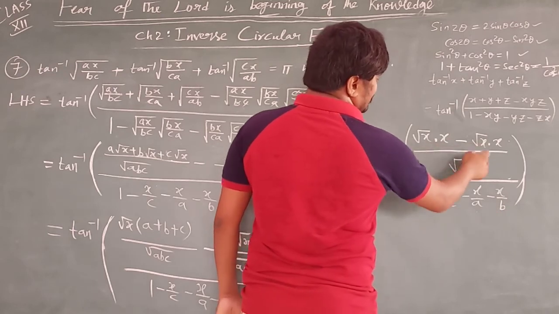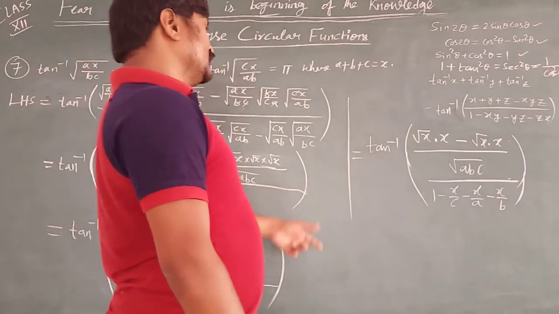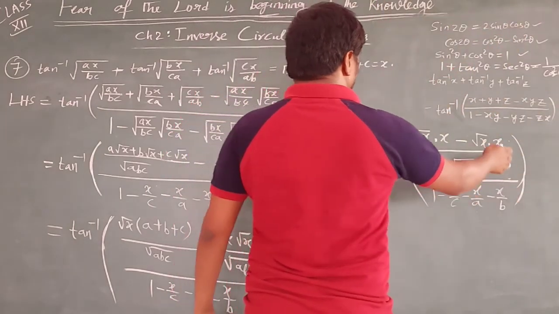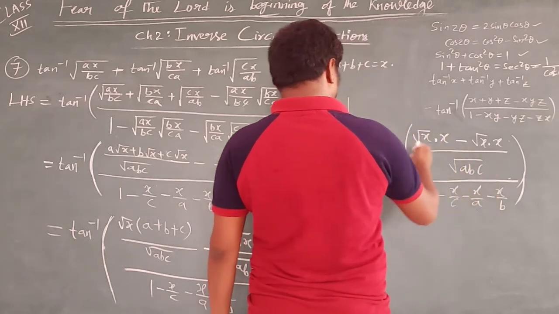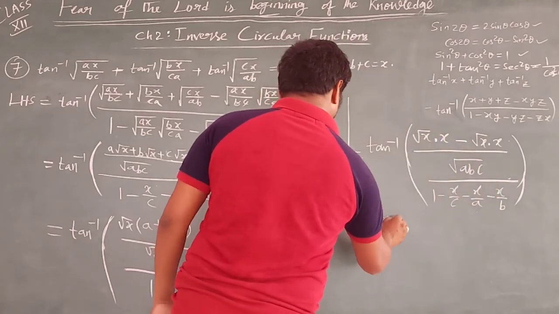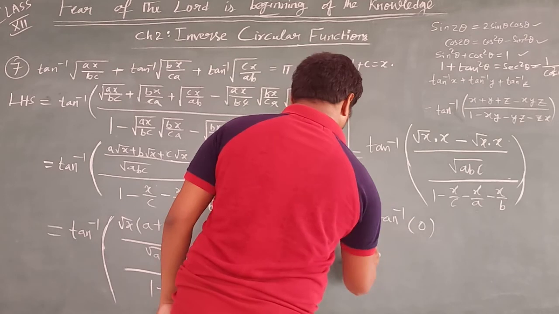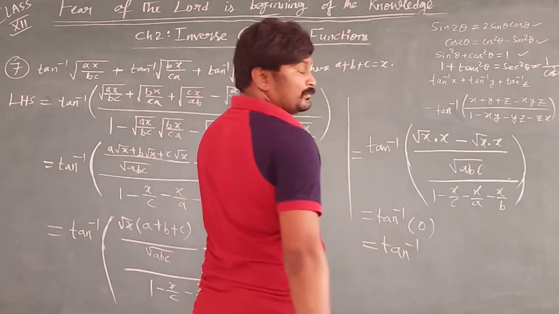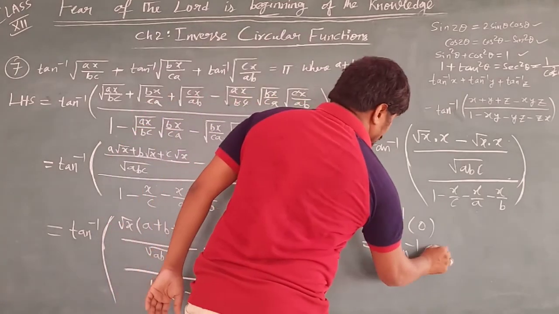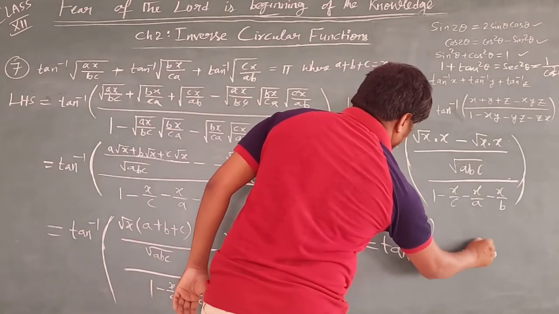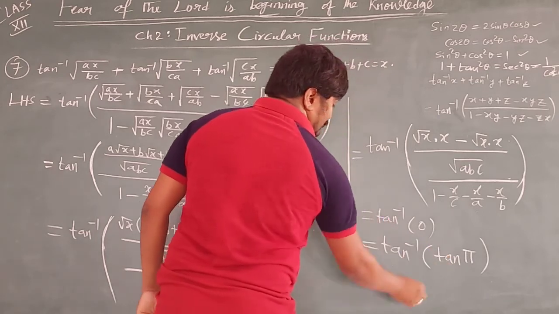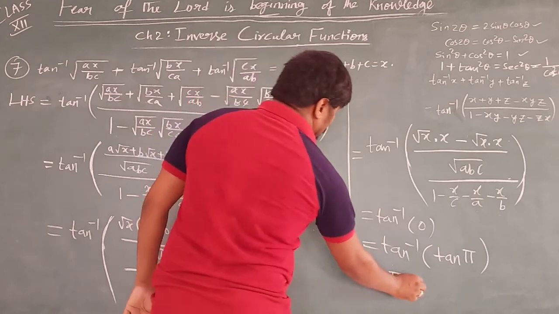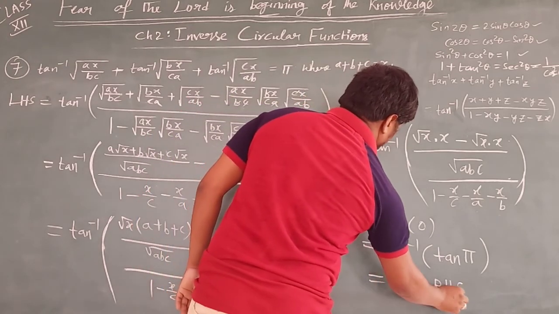You know this minus this, what do you get? 0. So 1 minus 0 upon any number, what do you get? 0. So this whole becomes 0 and this also becomes 0. That means tan inverse 0. So tan inverse 0 is nothing but, in the tan table, 0 when you get tan pi. So tan pi is nothing but theta. That is, theta is nothing but your pi. That is equal to your RHS.